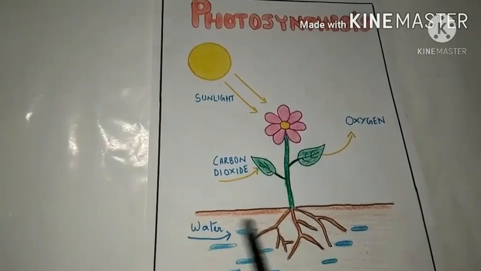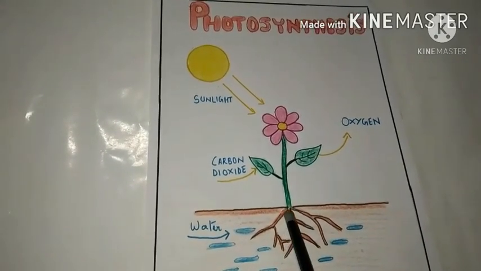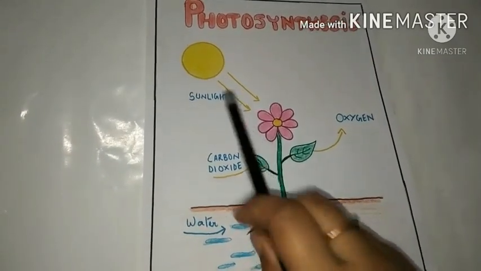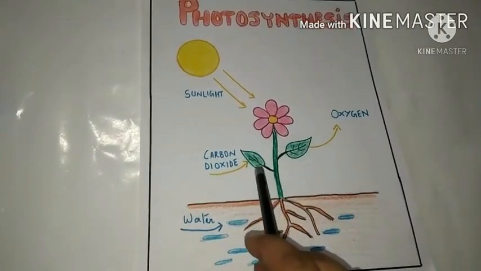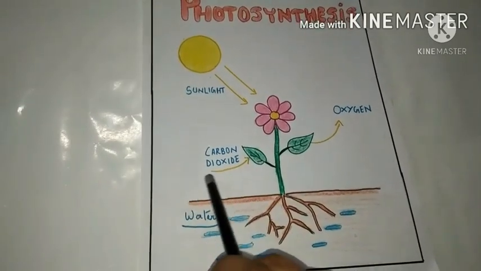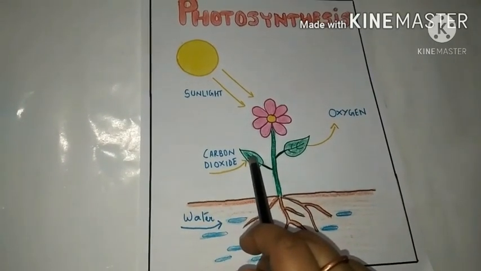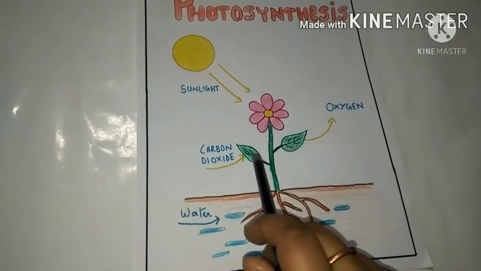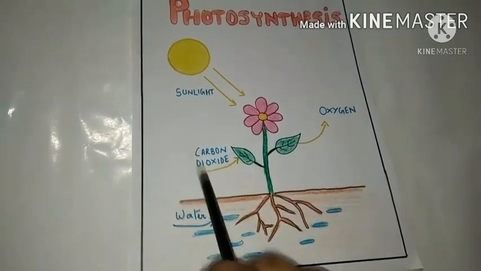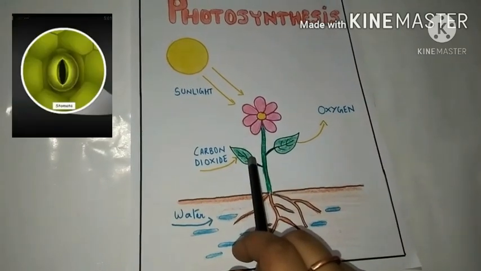Okay. Now let us try to understand how this whole process is carried out. You see, the roots will absorb water from the soil. Then this water will be transported by the stem to the leaves. Sunlight will be absorbed by the chlorophyll which is present on the surface of the leaf, and carbon dioxide will enter inside the leaf through tiny pores. These tiny pores are nothing but the stomata. So the carbon dioxide will enter the leaves through stomata.